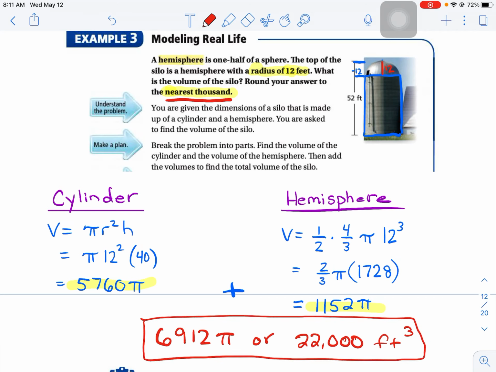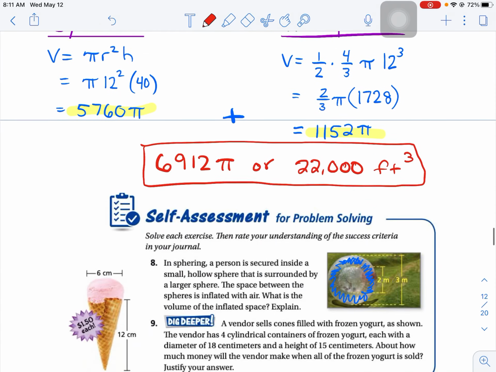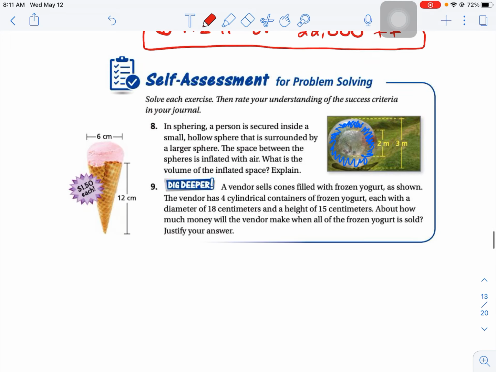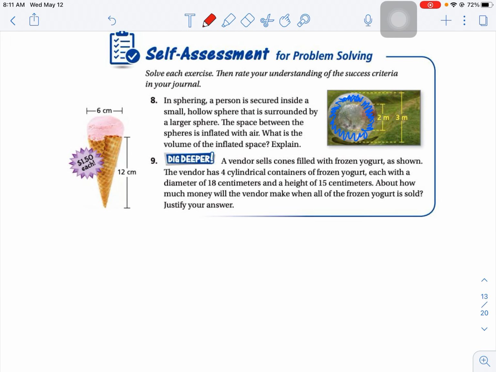Okay, so that is an example of a composite figure. All right, again, final self-assessment here. You can pause the video, try these on your own, and as soon as you're ready, you can play it and see if you are right.